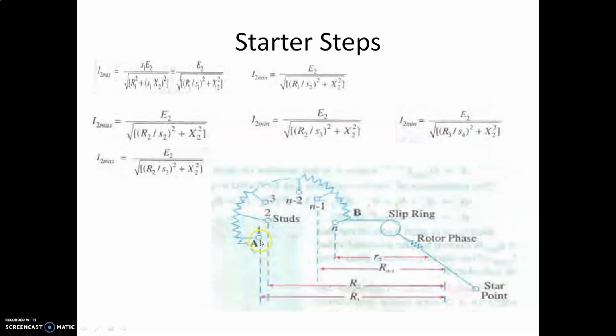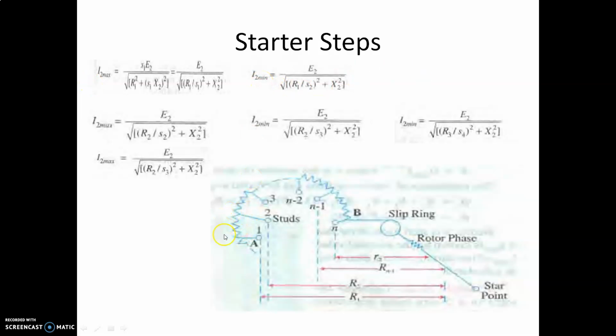We have starter steps from 1 to n. The resistance up to starter step 1 is R1, and from step 2 the total resistance is R2, and so on. So a number of steps are there. R2 is the rotor resistance, so this represents the rotor resistance. Maximum and minimum currents you are going to calculate.